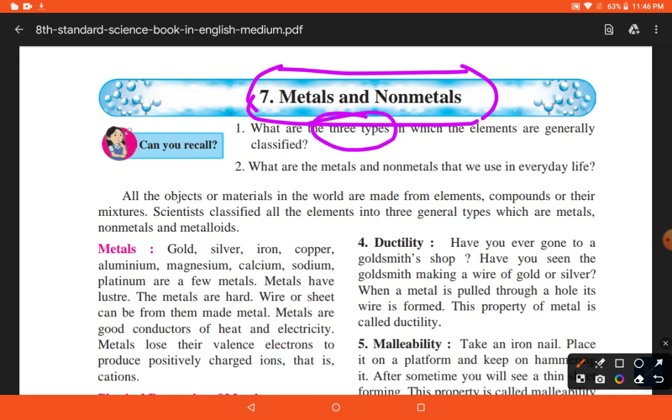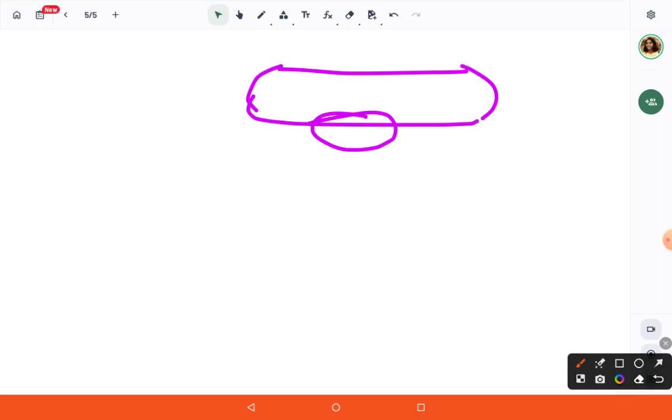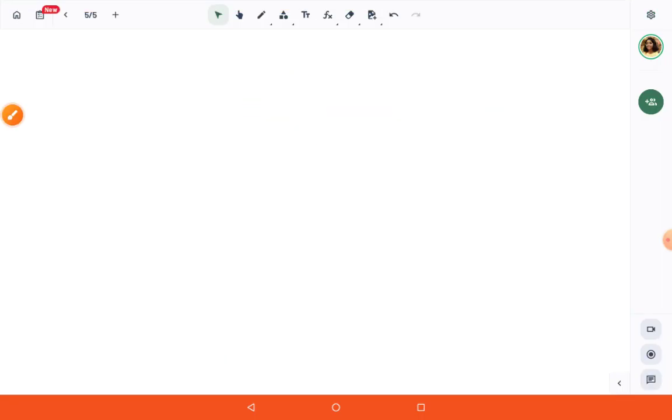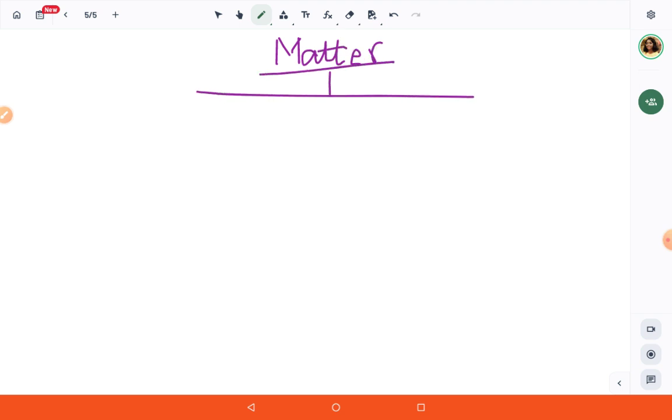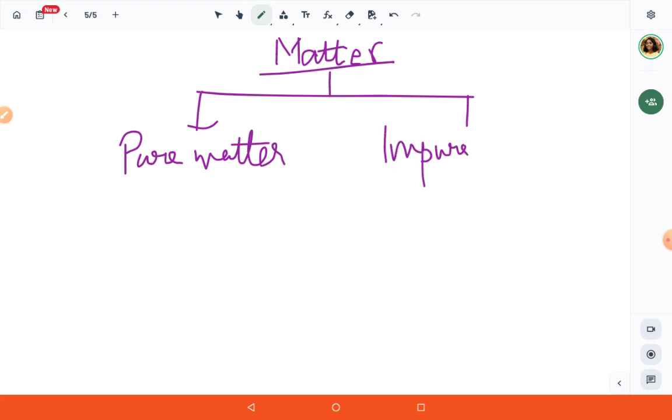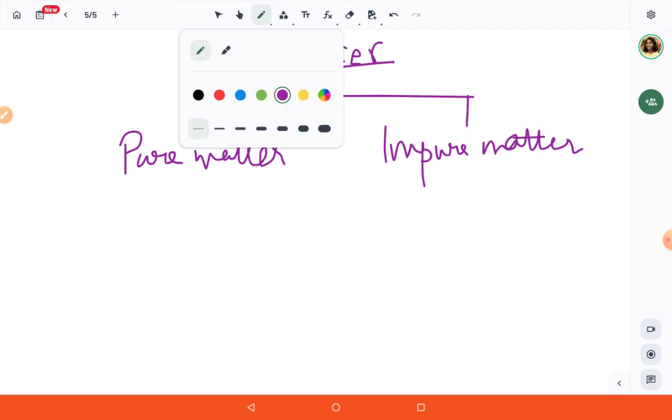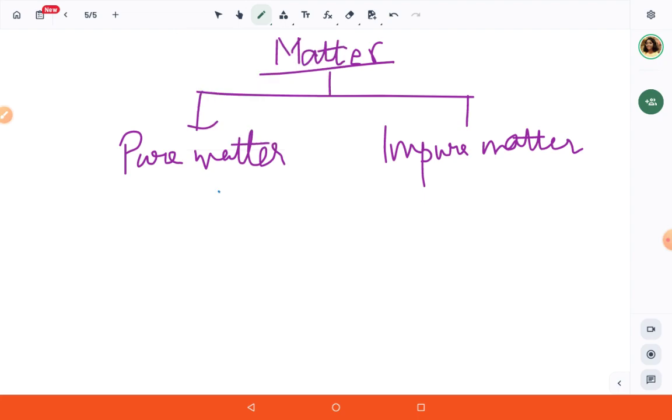And metals and non-metals come under what category? We will be dealing with that. So see here. Basically, all the substances, or in simple words, matter, is classified into two types: pure matter and impure matter. This is the classification of matter. All of us know what matter is. Matter is a substance which has some mass and some volume.